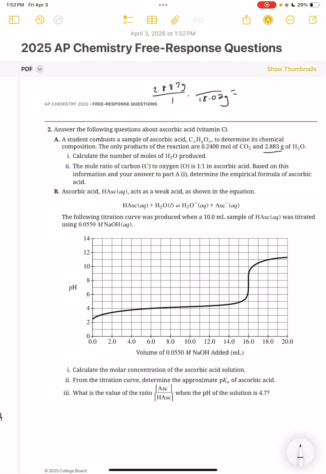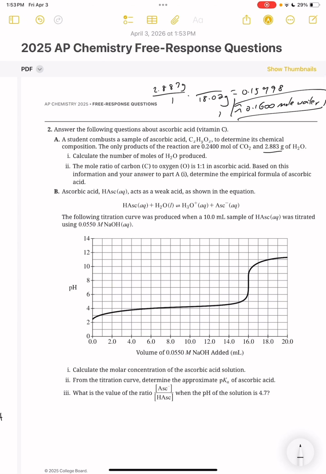If you do 2.883 divided by 18.02, you get 0.15998, which, if we're rounding to 4 sig figs, is going to be 0.1600 moles of water. This is your answer to part 1 of A. And then part 2 is combustion analysis.